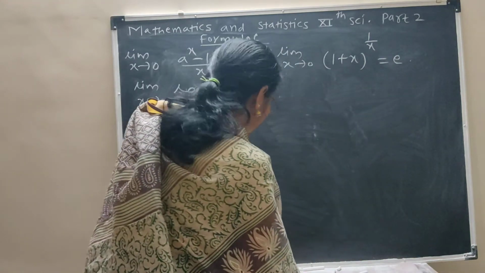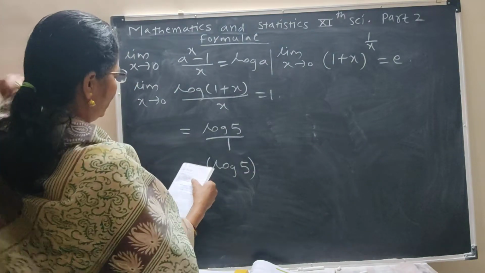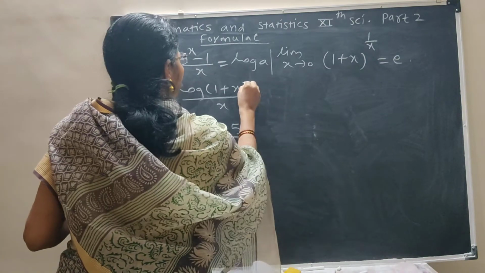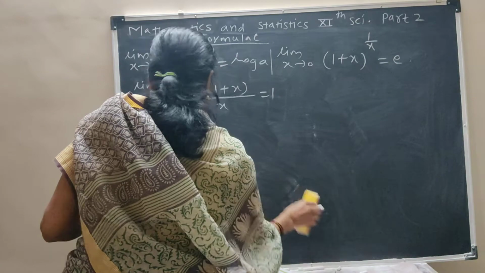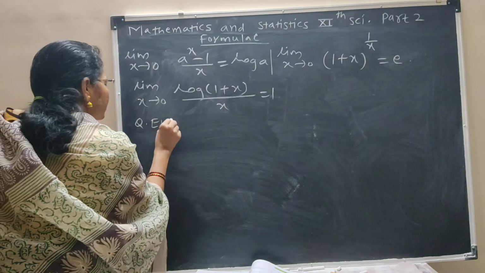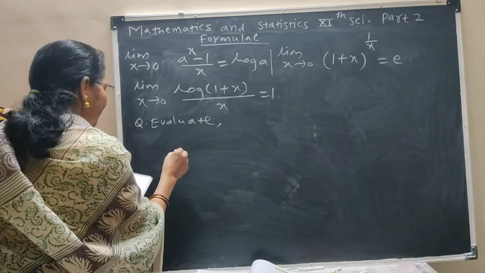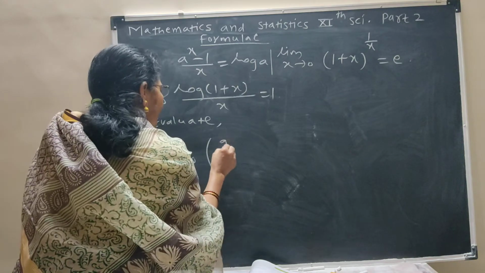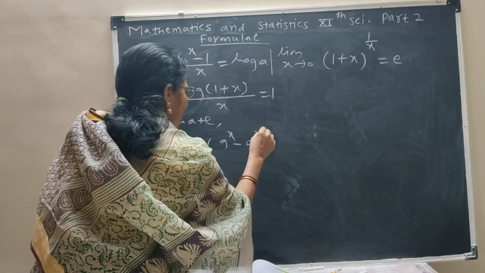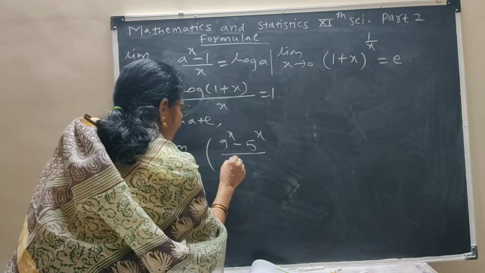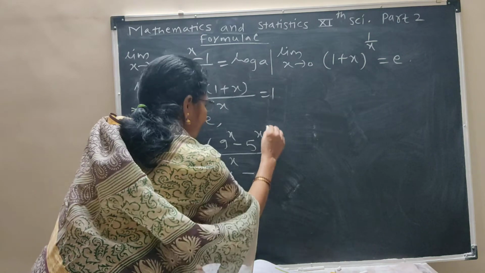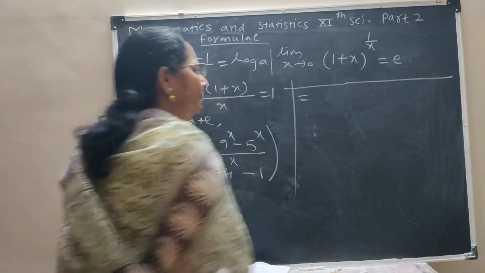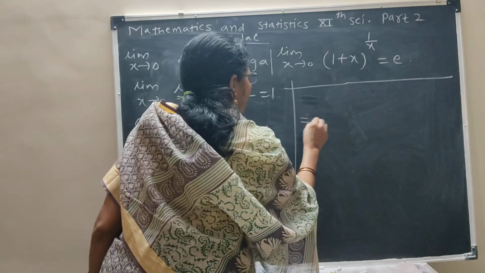We have to solve this question. Evaluate limit as x tends to 0, 9 raised to x minus 5 raised to x upon 4 raised to x minus 1, is equal to limit as x tends to 0.